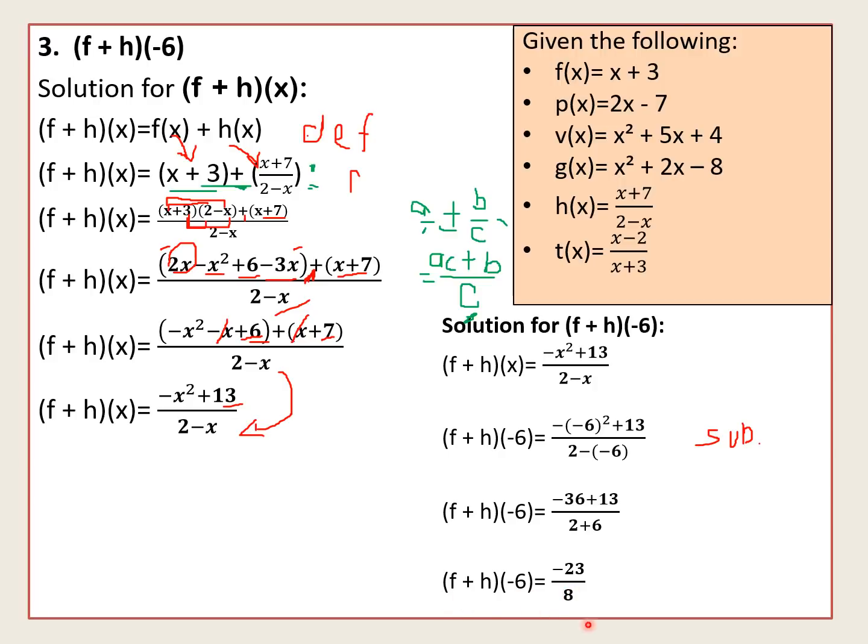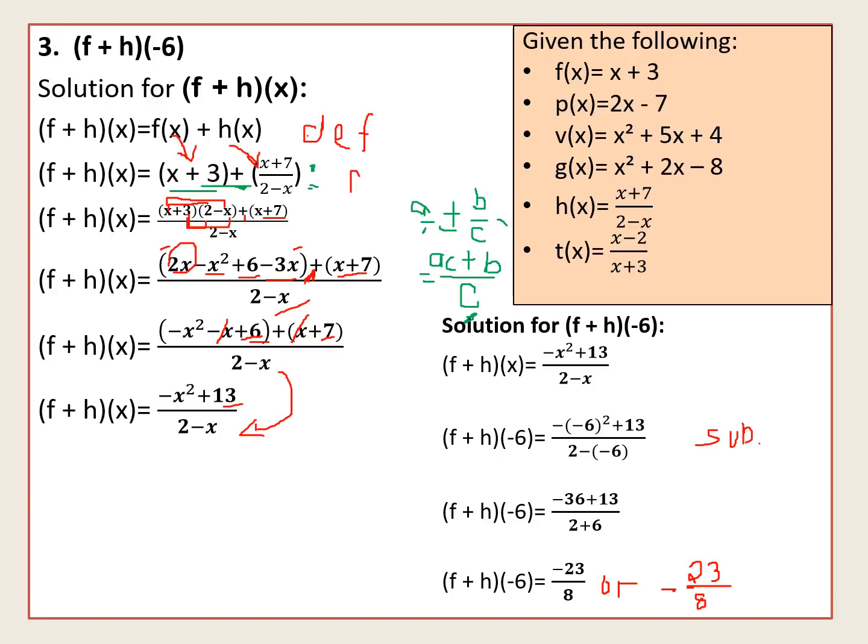So, therefore, f plus h of negative 6, na yun yung kinukuha natin dito, it is equal to negative 23 over 8. Or, nasa numerator kasi yung negative natin. Or, susulat ko lang po. Or, negative 23 over 8. Ilalagay lang natin si negative sign dito along the fraction bar.